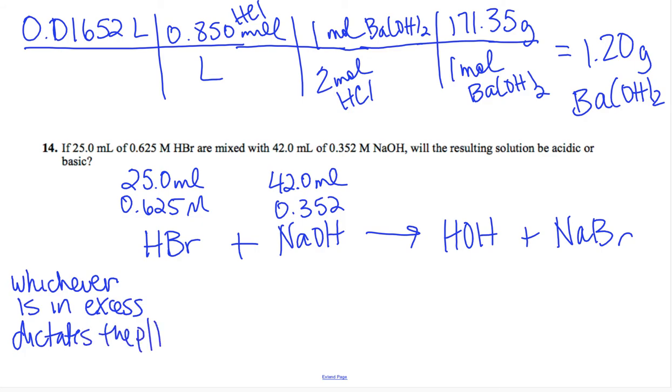All right, so how do I find limiting reagent? I always convert to moles. So let's do this, we don't have to write it down. 0.025 times 0.625. We're going to change that mils to liters. I got 0.0156. All right. And then how many moles of NaOH do we have? 0.0147.